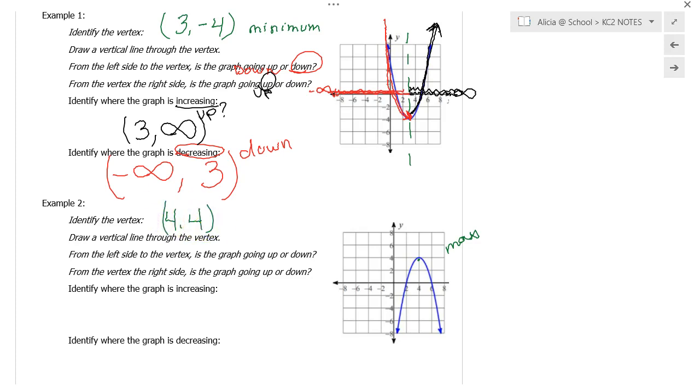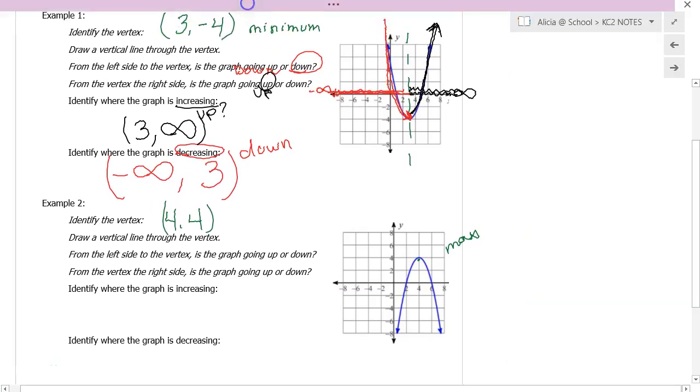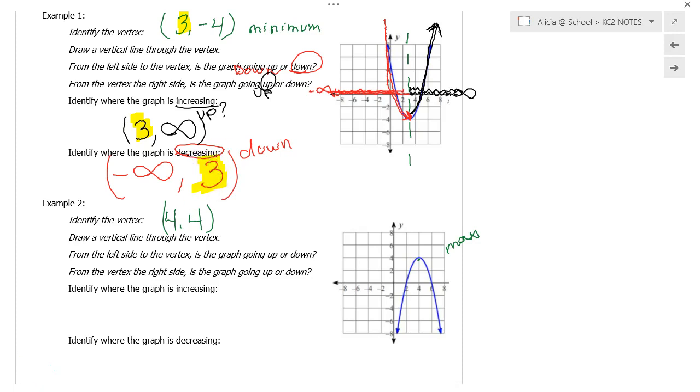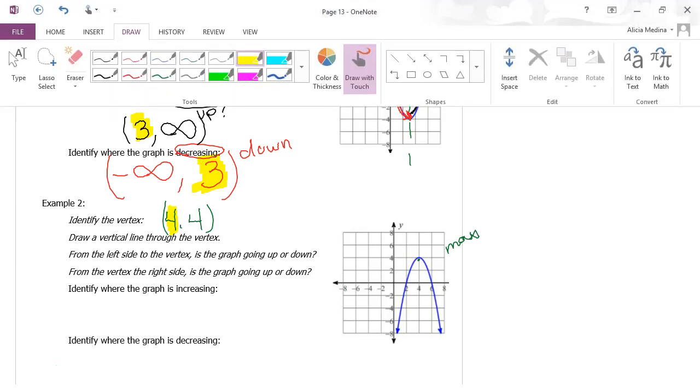One thing too that you can remember is that when we are dealing with increasing and decreasing, that x value in our vertex is the value that we only use for increasing and decreasing. So in this case, for example 2, unfortunately it's the same number, but the x value of our vertex is what we're going to be using for our intervals for increasing and decreasing.